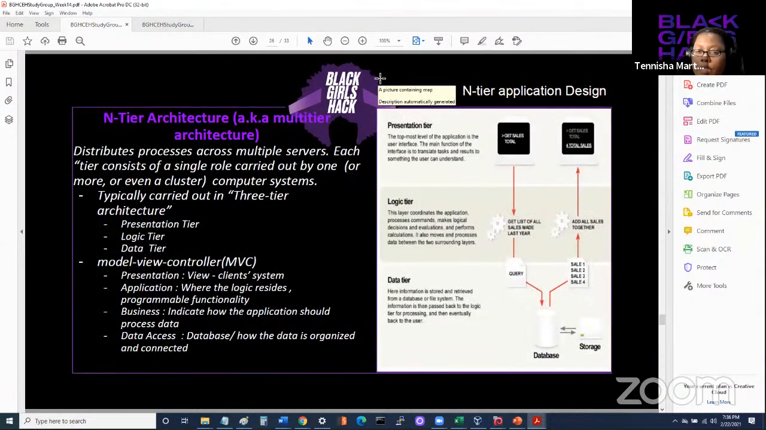All right, so N-tier architecture, AKA multi-tier architecture. You see this a lot these days. It distributes processes across multiple servers. Each tier consists of a single role carried out by one or more, or even a cluster of computer systems, typically carried out in a 3-tier, but it is called an N-tier because you can have more than just 3. So there's the presentation tier, the logic tier, and the data tier, where we're talking about the 3-tier architecture. And then there's also a model view controller, which you can see the different parts there.